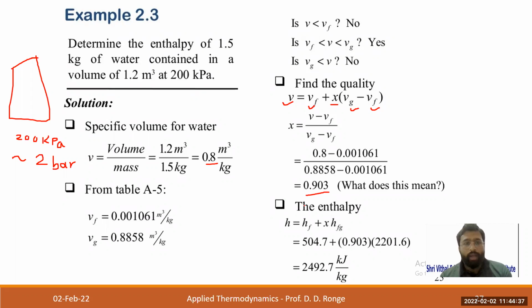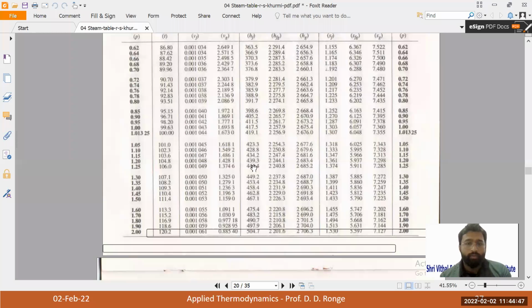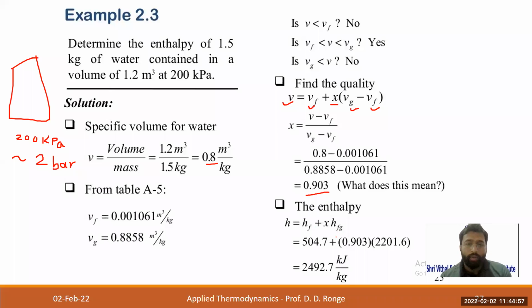So next is to calculate the enthalpy. Again, same formula for the wet steam, H is equal to HF plus X HFG. So from the steam table, again I will go to the steam table. What is the HF value? HF value at 2 bar is 504.7. HG value is 2706.3. I will put those values in the equation. I will get the enthalpy as 2492.7.